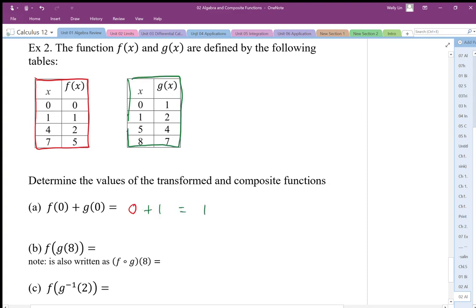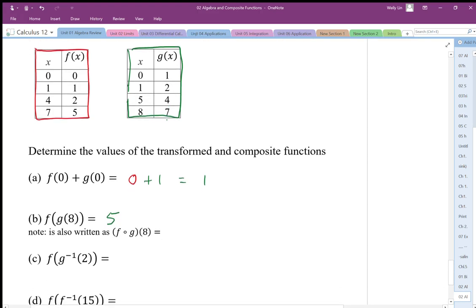F of g of 8, that means the inside is g, so I got to start with my inside. G of 8 is 7, and then I got to use this 7 as the input for my outside function f, so I end up with f of g of 8 equals 5. Okay, so again, make sure you understand how this flows through there.